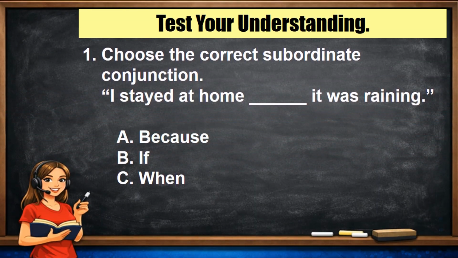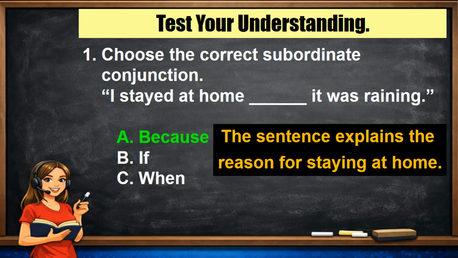Now let's test your understanding. Question 1. Choose the correct subordinate conjunction. I stayed at home. It was raining. A. Because. B. If. C. When. The correct answer is A. Because. Explanation. The sentence explains the reason for staying at home. The reason is the rain, so the correct conjunction is because.